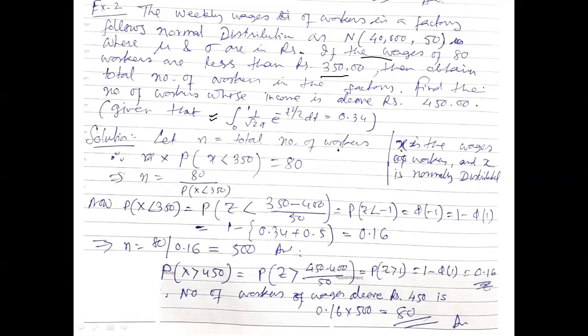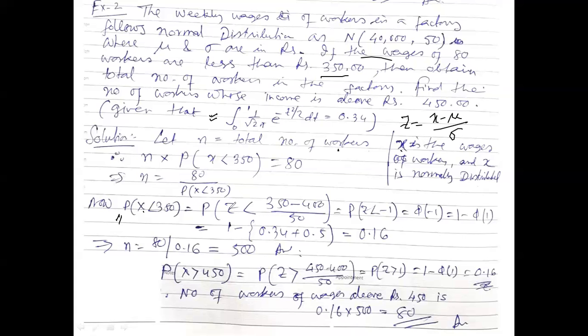Now from this calculation, we can see n is equal to 80 by p of x less than 350. Now we have to find P(X < 350) using the normal distribution concept. Again, what is the rule? To find P(X < 350), we have to convert x into z. The rule is we convert x into z by (x minus mu) by sigma. We know the formula, z equals (x minus mu) by sigma.